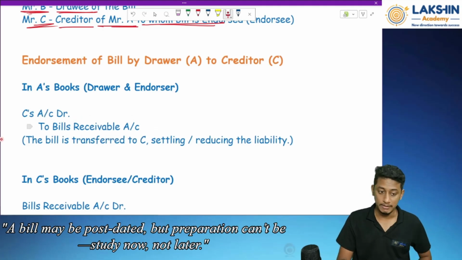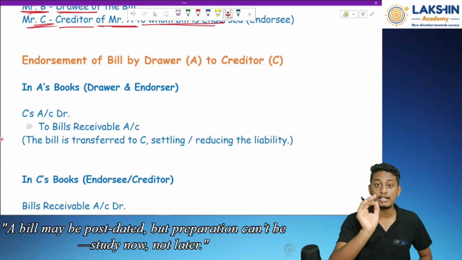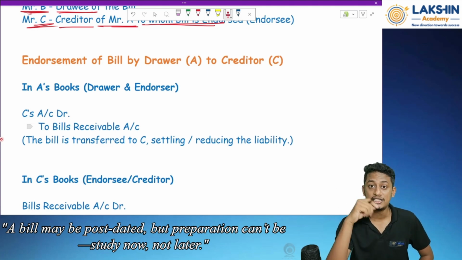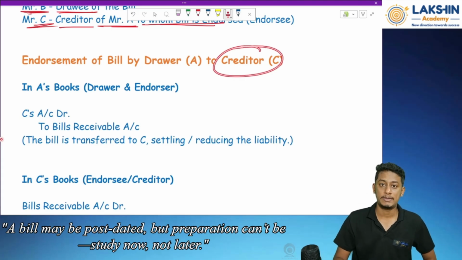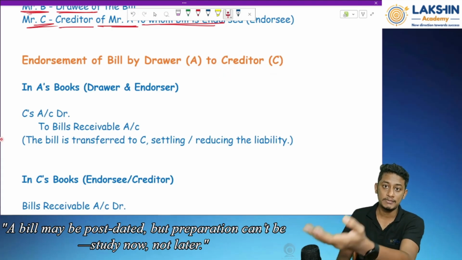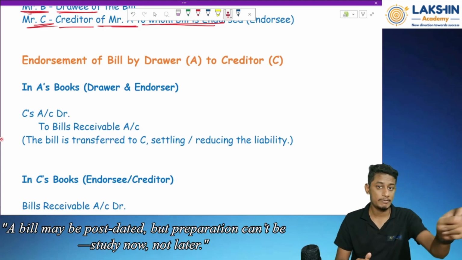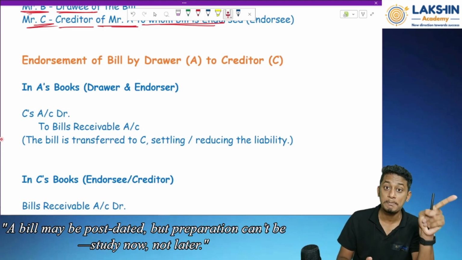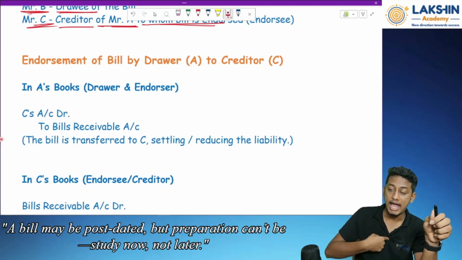This is part number 1. Now I have debited Mr. C's account. Why? Because Mr. C was a creditor to me. Whenever I endorse the bill to him, that means I am not supposed to pay him any money from here onwards. Who will pay the money? Mr. B will make the payment. I won't make the payment over here, right? So because of this, I have transferred the bill to him.